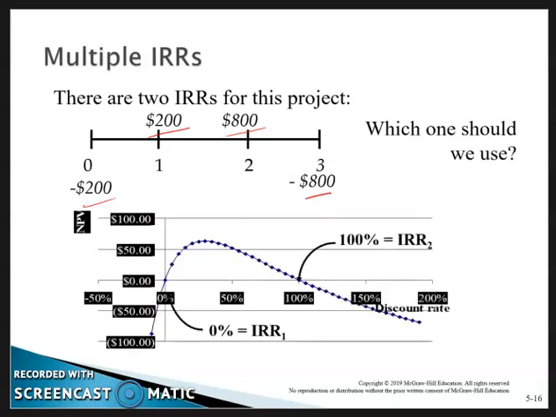So in this case the IRR is either 0% or 100%. That is simply a result of having these multiple negatives. So, how do we know which one to use?